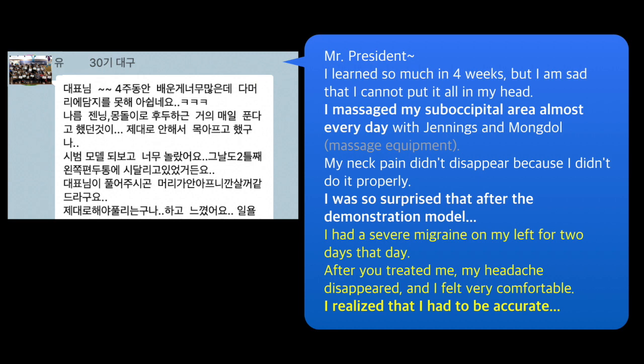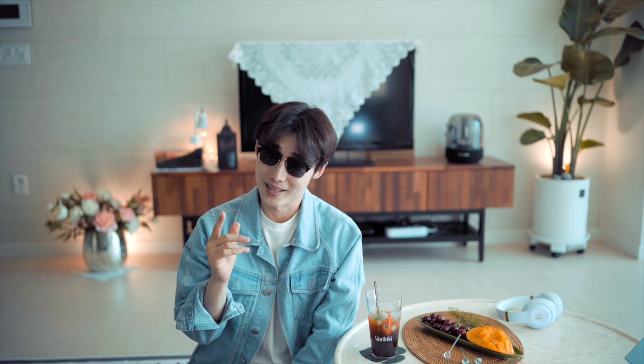This is the message she sent me. "Mr. President, I learned so much in 4 weeks, but I am sad that I cannot put it all in my head. I massaged my suboccipital area almost every day, but my neck pain didn't disappear because I didn't do it properly. I was so surprised that after the demonstration model, I had a severe migraine on my left for 2 days. After you treated me, my headache disappeared, and I felt very comfortable. I realized that I had to be accurate." It went deep. Let's study this more next time.